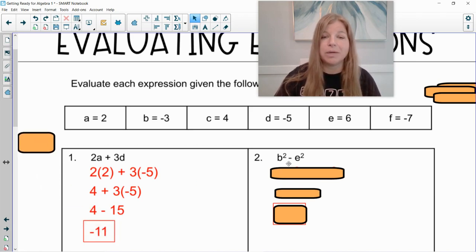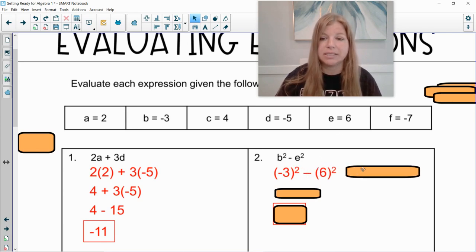Next one, b squared minus e squared. Well, let's see. b is -3, so I'm going to do (-3) squared. Notice I put it in parentheses. It's a very big deal. Minus e is 6 squared.